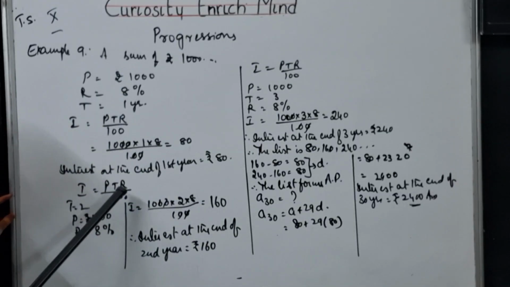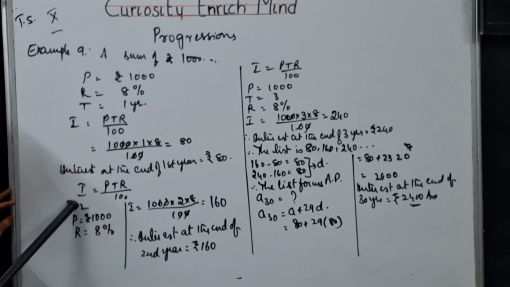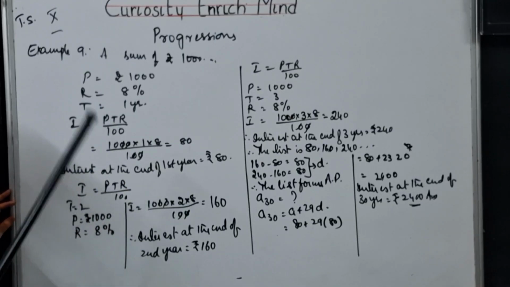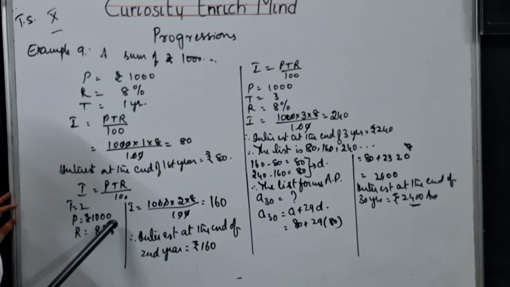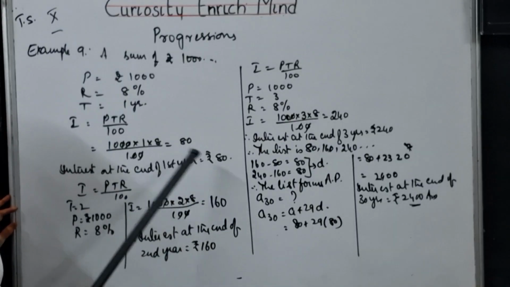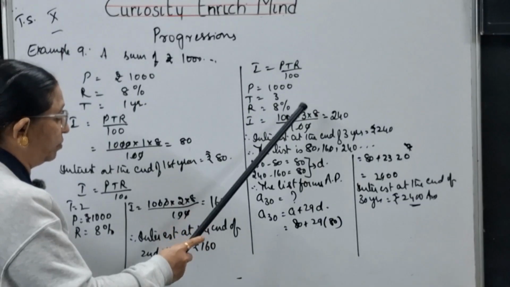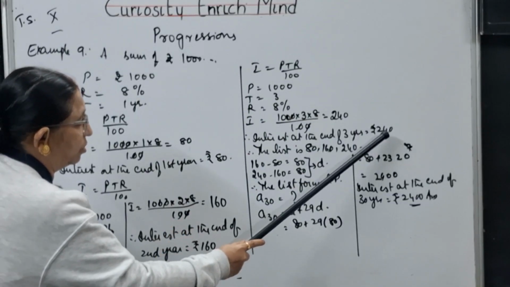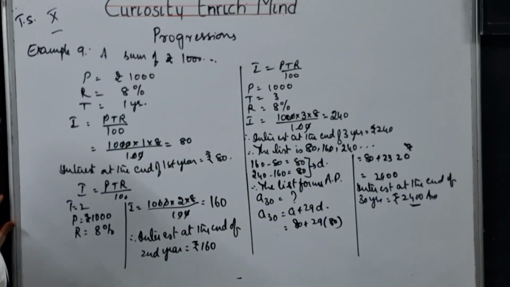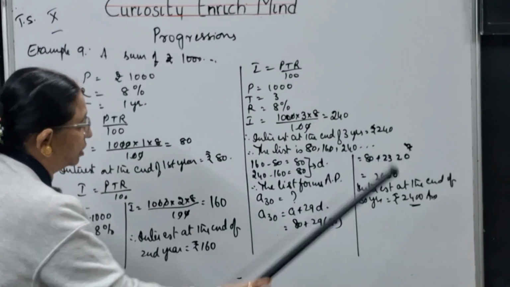Now interest at the end of second year, again you use the formula PTR by 100. Time period here is 2, P is 1000, R is 8%. So when I do it, I got 160. So interest at the end of second year is 160. Third year: the same way, I got interest at the end of third year as 240. Now we have got the list as 80, 160, 240, and so on.